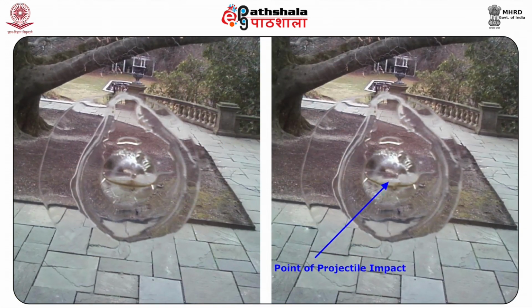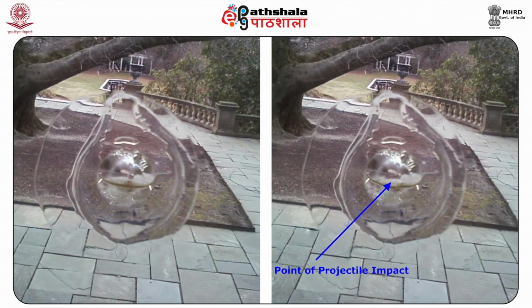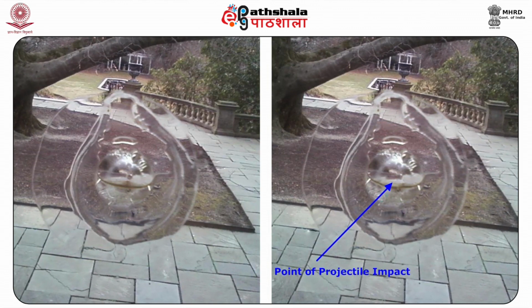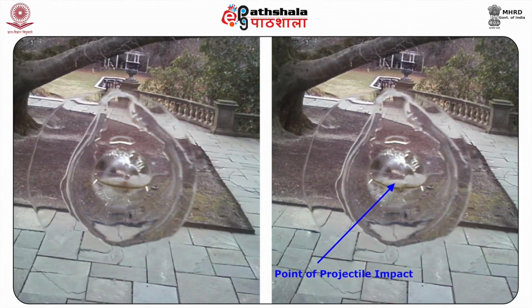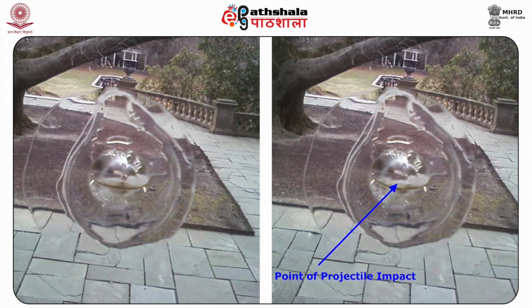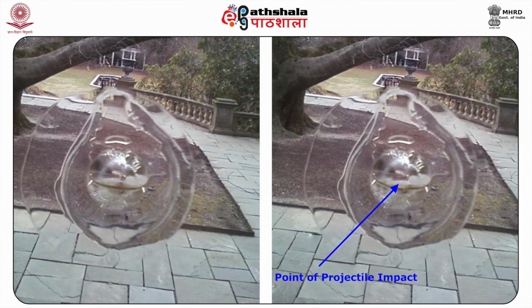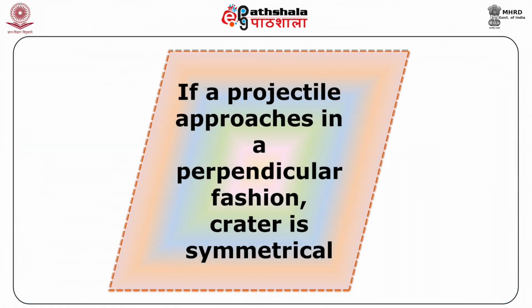In case of low velocity projectiles such as pebbles, a crater may be formed on the opposite side of the glass but with no hole or a very small hole, even though the projectile does not pass through the glass. If a projectile approaches in a perpendicular fashion, the crater is symmetrical.